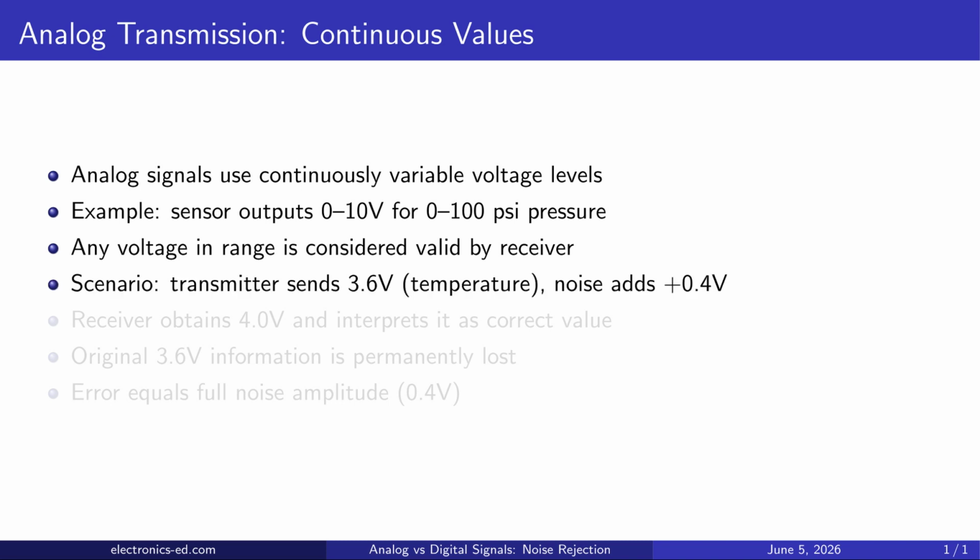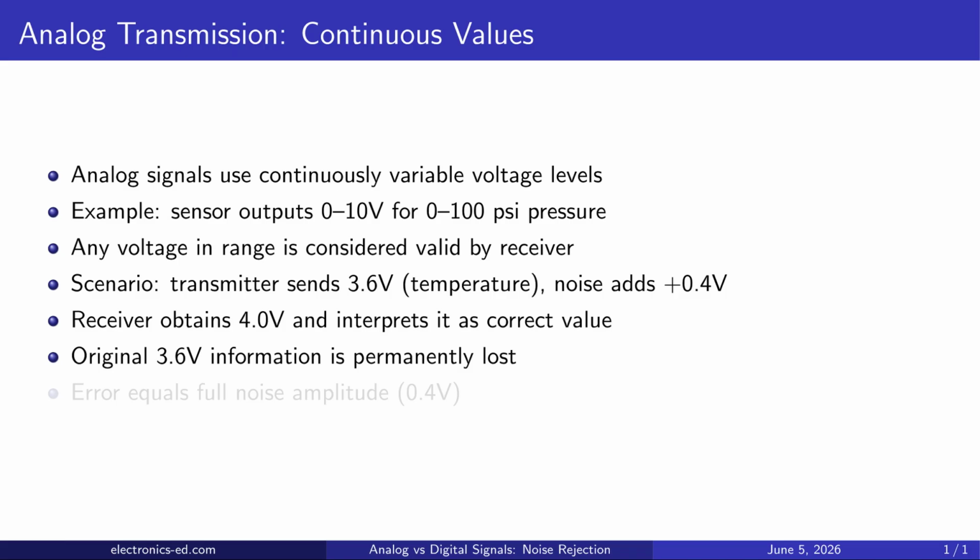Imagine a transmitter sends 3.6 volts, but noise adds 0.4 volts. The receiver sees 4.0 volts and interprets that as the correct value, even though it's wrong. The original 3.6 volts of information is permanently lost. So the error is exactly equal to the full noise amplitude, in this case, 0.4 volts.